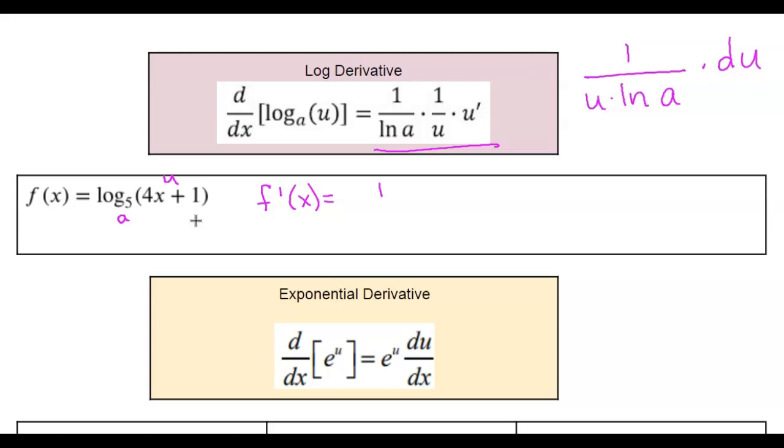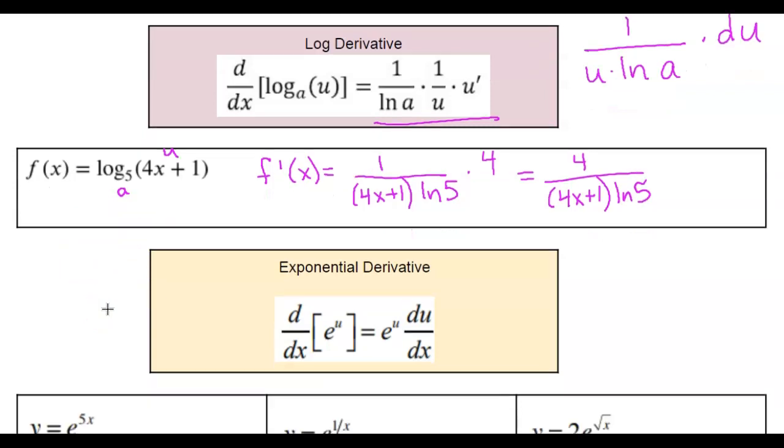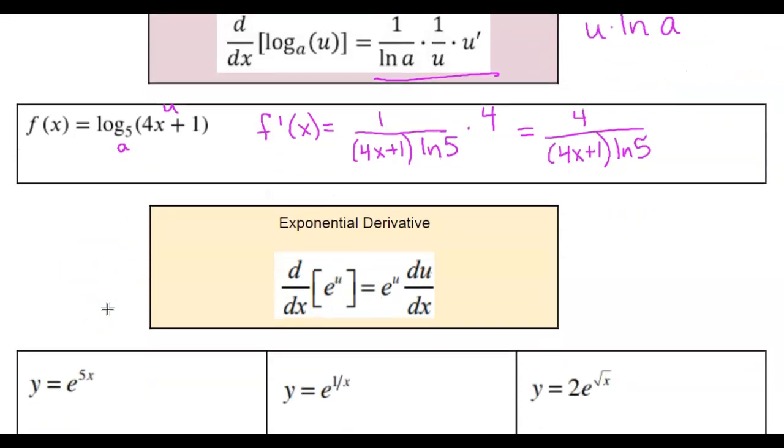You've got 1 over the inside u, so 4x plus 1, the natural log of a, and then times the derivative of the inside, which is 4. And so really all I can do is put the 4 on top. This is really just you memorizing it. And this really could be a multiple choice question because you don't use this derivative a lot, so a lot of people are going to forget it by the end of the year.